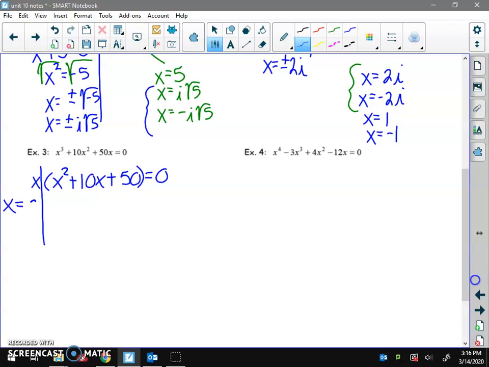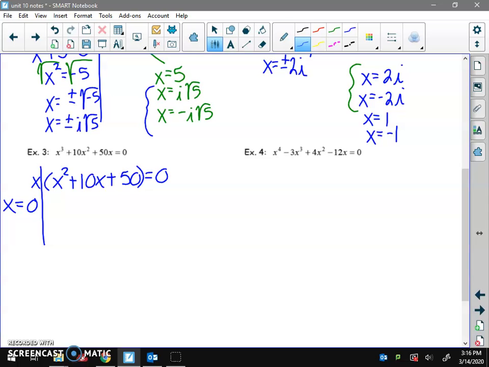This side is easy. x equals 0. There's 1 answer with a multiplicity of 1. On the other side, I'm going to get x squared plus 10x plus 50. If I try to factor that, I'm going to be lost. I don't have any numbers that multiply to 50 and add up to 10.